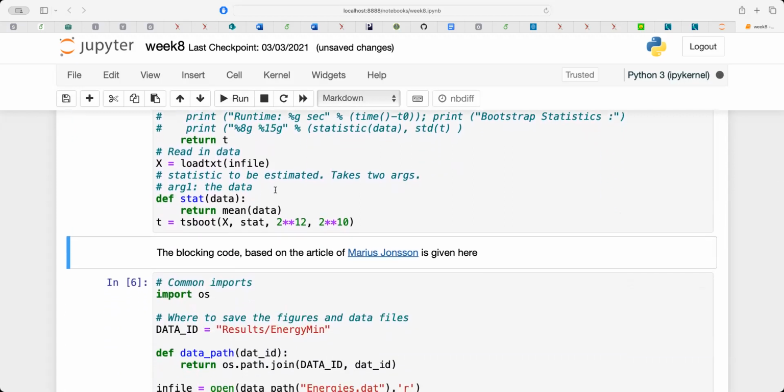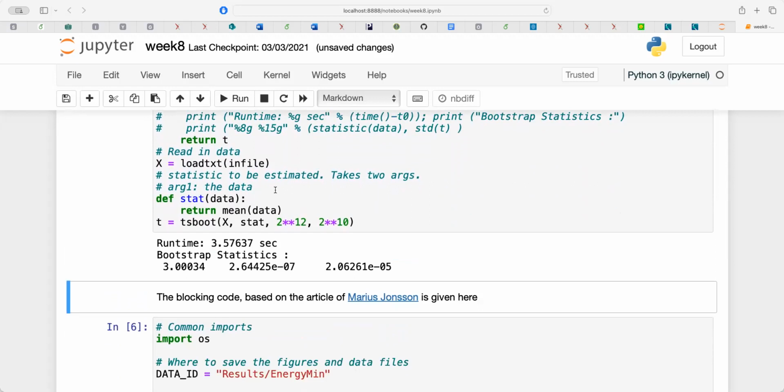So the codes which you have here are actually taken from the thesis of Marius, and he made them freely available. Now what you have here is the standard deviation, the last number here. And you see that this number is something like 10 to the minus 5. So what you would do then is take this expectation value and add plus or minus 10 to the minus 5. Now this bootstrap method assumes that you have independent and identically distributed variables.